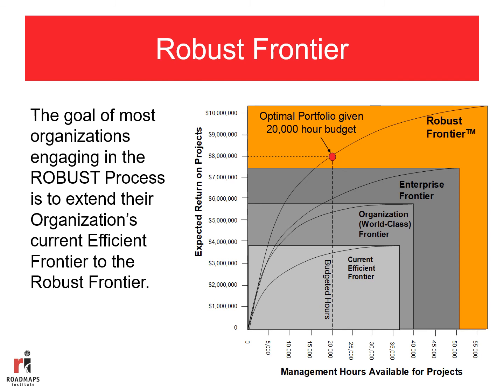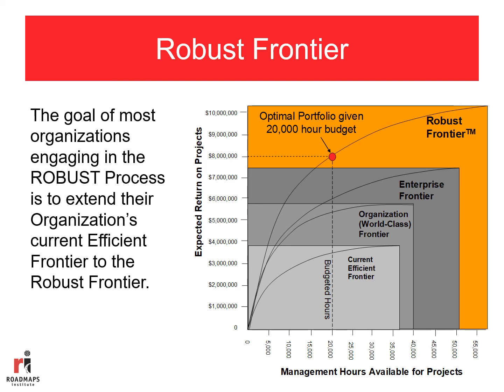The goal of most organizations engaging in the roadmap process is to extend their organization's current efficient frontier to the robust frontier. In doing this, we will have extended our frontiers from the organizational world-class frontier through the enterprise frontier and then to the robust frontier. The reason for this sequencing is that in general organizations prefer to get their own house in order somewhat before they start to engage with outside external entities, which is what we advocate in developing alliance roadmaps within this particular presentation.